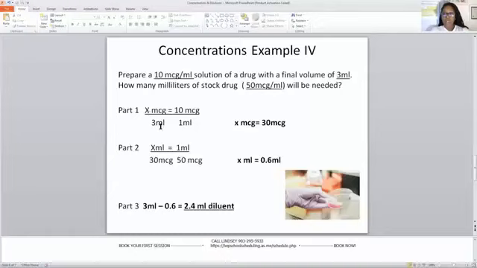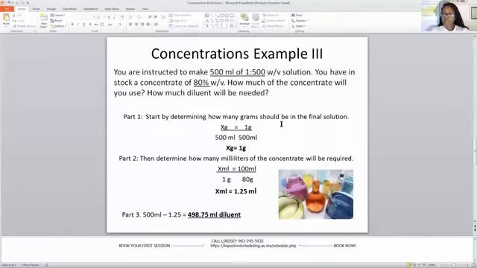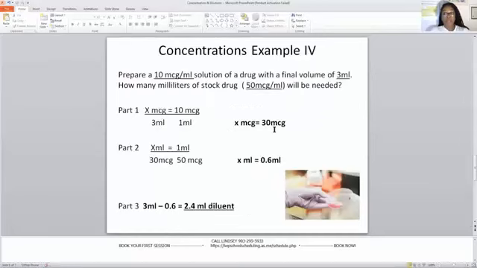Why are we doing this, Lindsay? Because we need to see how many micrograms will be in the dilution, right? And this is almost like what we did here, right? We had to look at how many grams would be in the final solution. Well, now we're going to see how many micrograms is going to be in the final solution. Remember? Okay, crisscross, multiply, and divide. 3 times 10 is 30, divided by 1 is still 30. X mcg equals 30 micrograms.